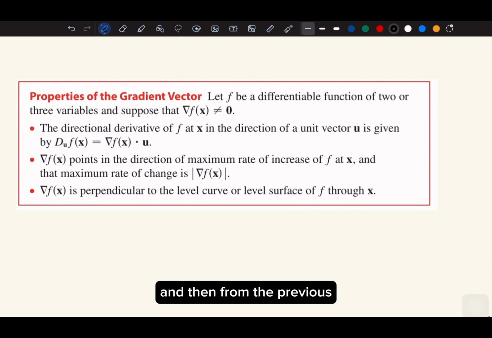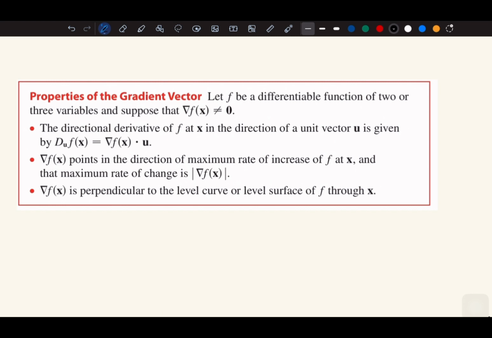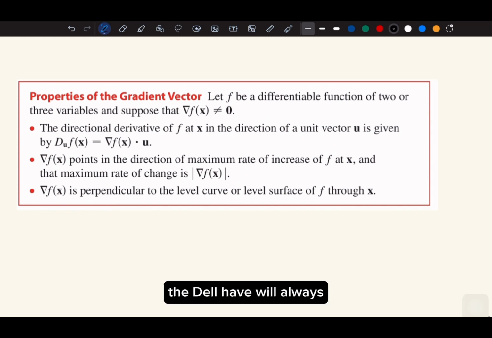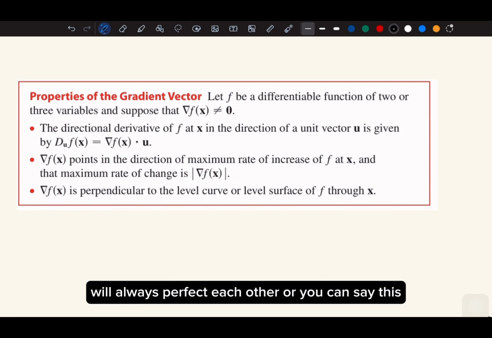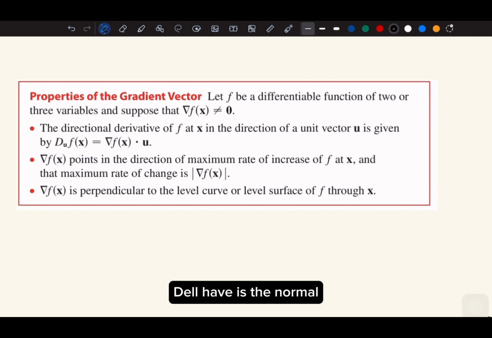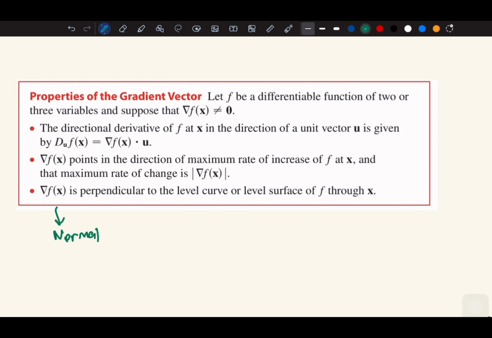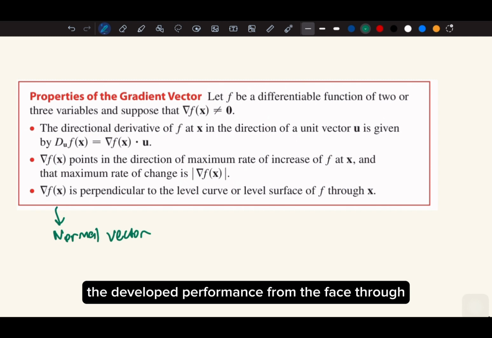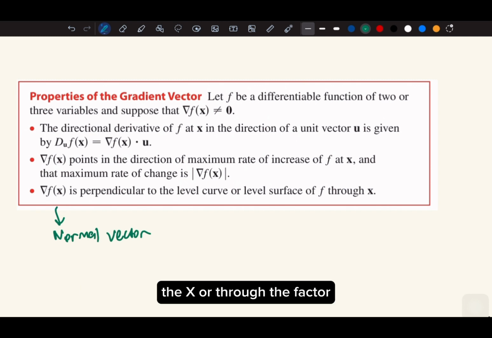And then from the previous tangent plane and the r prime, we see that the del f will always be perpendicular, or you can say this del f is the normal. So this is the normal vector. And if it's the plane, then this is the normal vector. Perpendicular. So it's always perpendicular to the level curve or the surface through the x or through the vector.